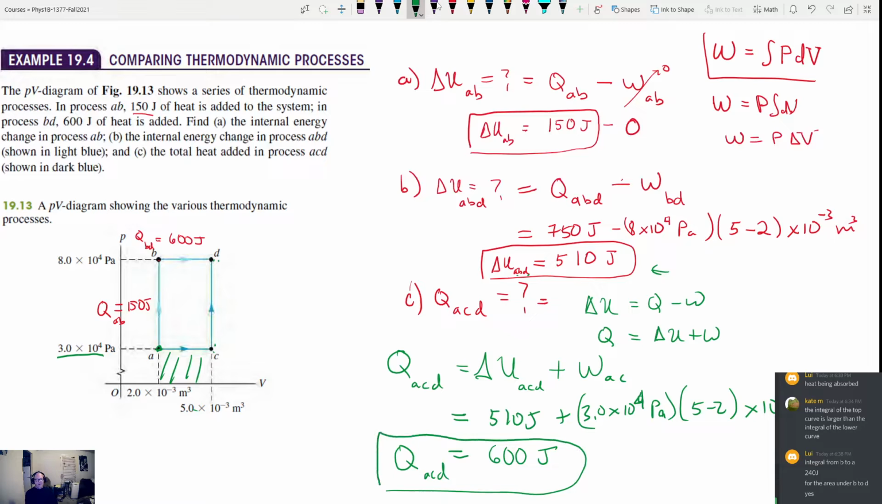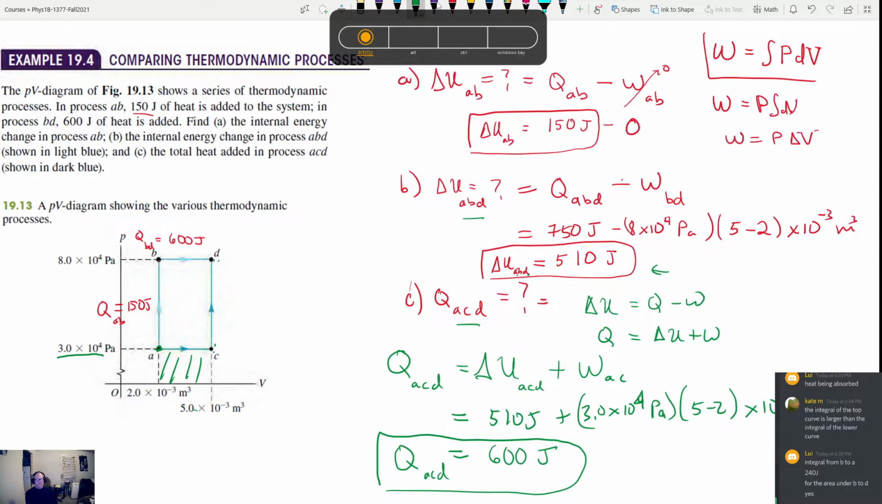So 2 different paths, ABD and ACD. Along path ABD, there was 750 joules of energy put into the system. And along path ACD, there was 600 joules. So these can be different, even though delta U is the same. And of course, the amount of work done by the system is different in both cases too.